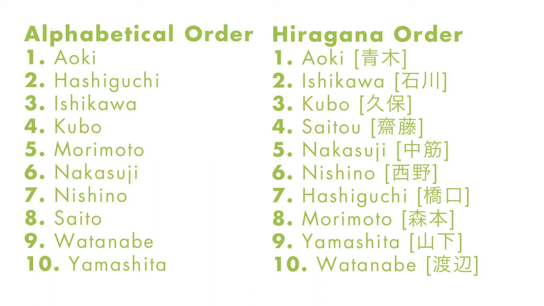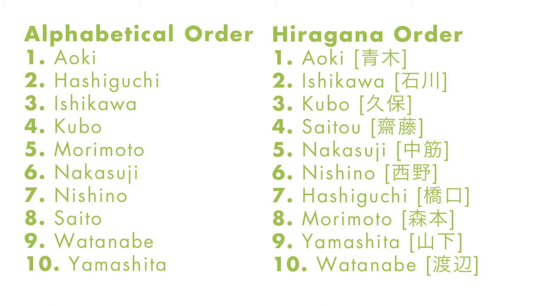I'm going to put the two next to each other so you can see them. The only one that's in the same place is Aoki, comparing the current Japanese order and alphabetical order. It's kind of ridiculous how completely different it is, but it does follow the same principle. The very first one in the hiragana order would be A, and Aoki starts with A, so that one naturally goes first. Ishikawa starts with I, which is the next letter in the hiragana order.